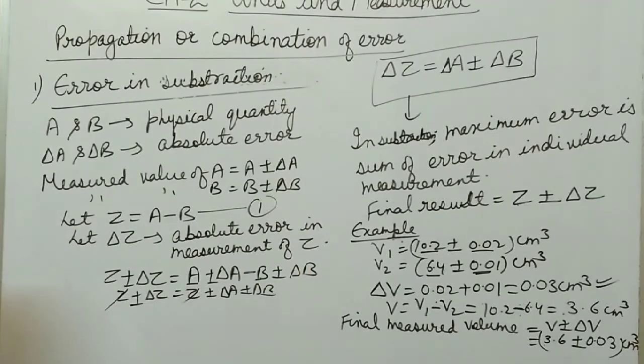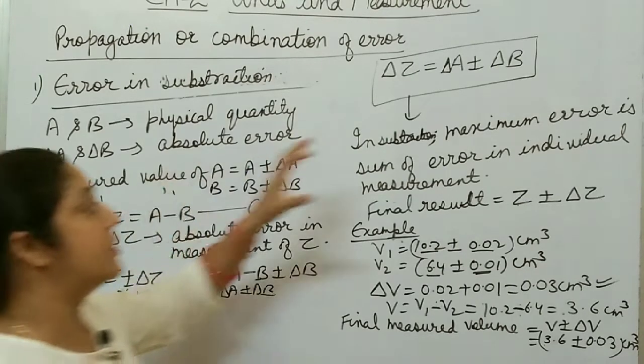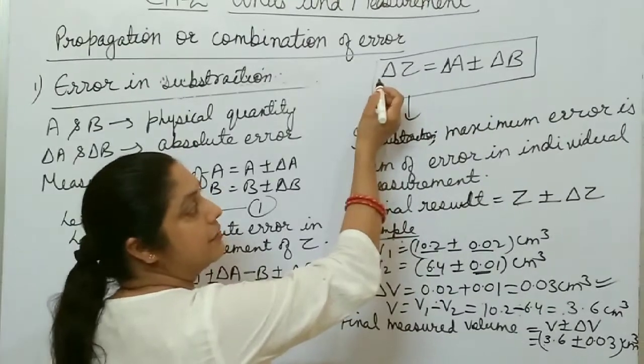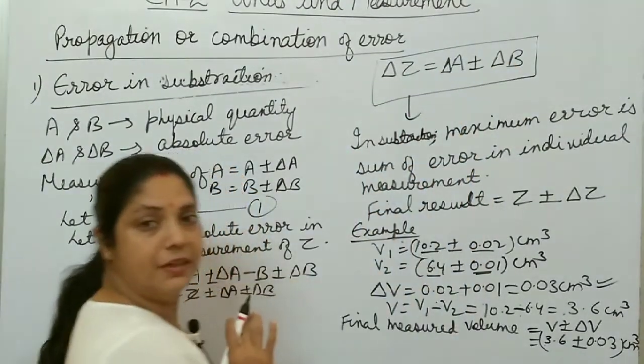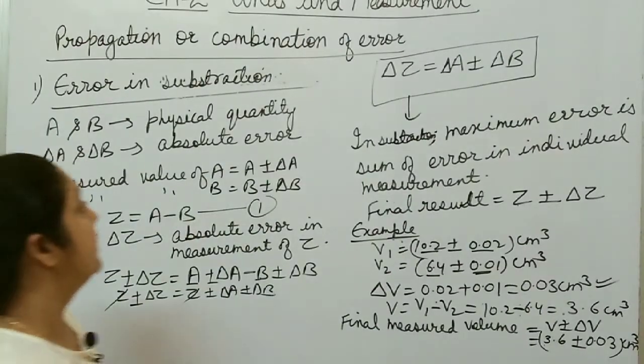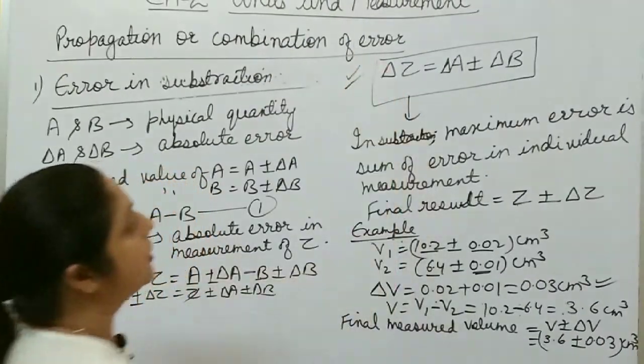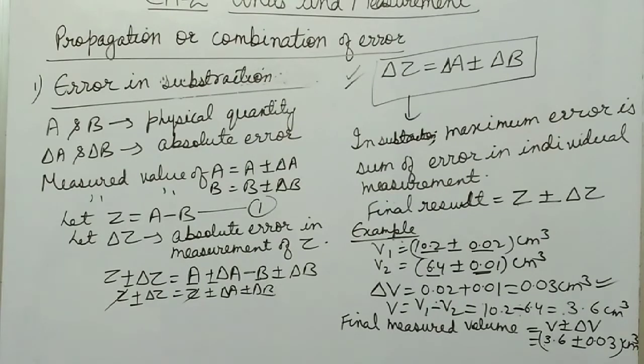In this way errors propagate in case of addition or subtraction. Final error, it means the maximum possible error, is always the sum of errors in individual measurements, right? So hope it's clear to all of you. Please take a screenshot of this one. After this, we will discuss how error propagates in multiplication and division.